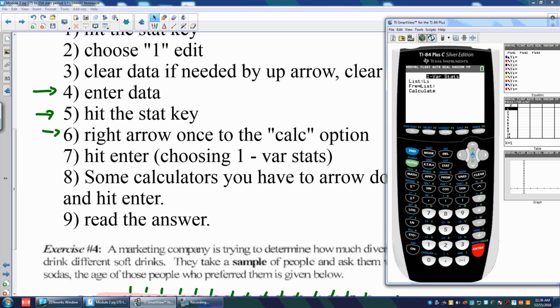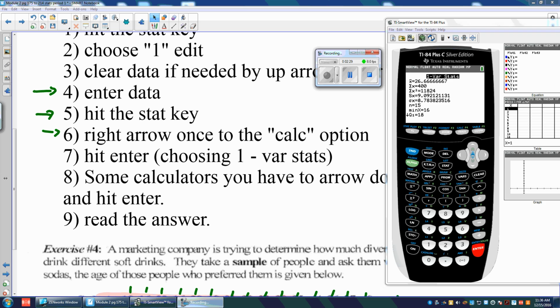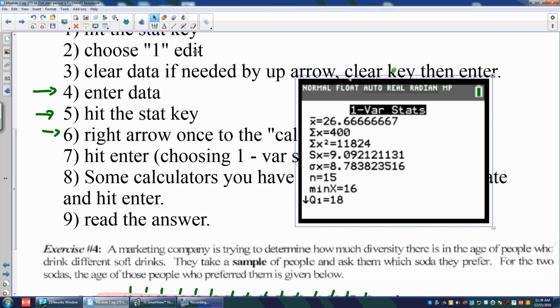Some calculators, you have to arrow down to the word calculate. Others will do it automatically. You hit enter when you're on top of calculate, and here is our answer. So here's the calculator screen. Now it depends on whether we have a sample, which just means part of the people, or if we have all, a full census. So these are the standard deviations. That's how you do the standard deviation using the calculator.